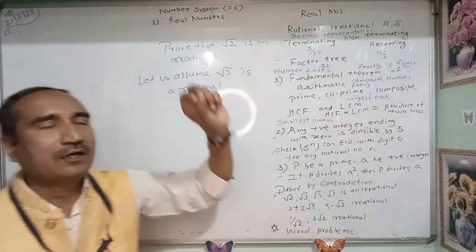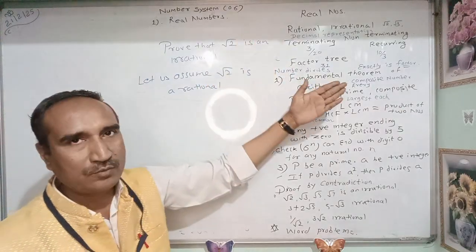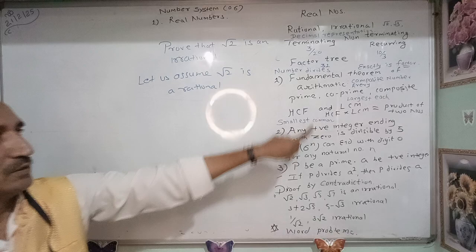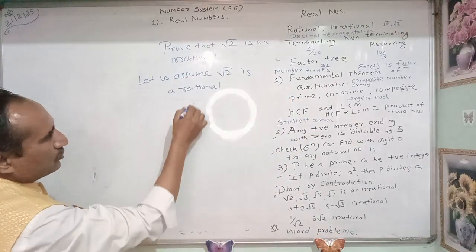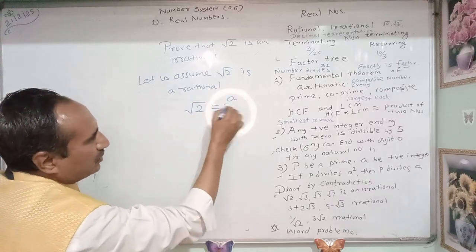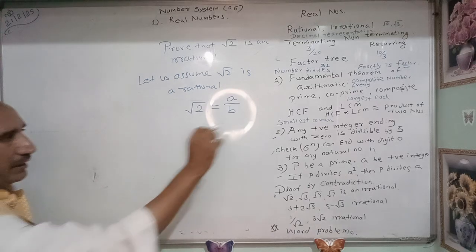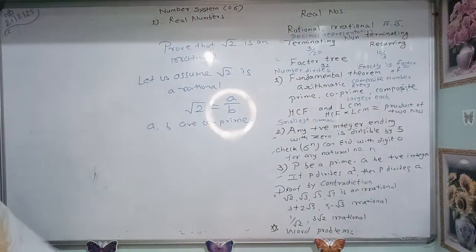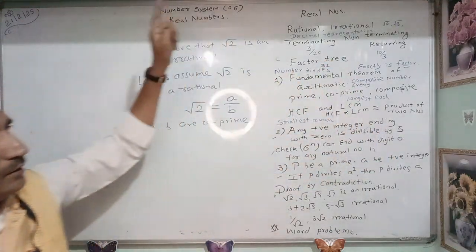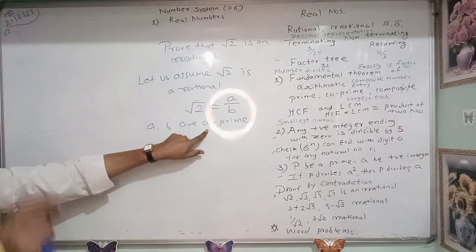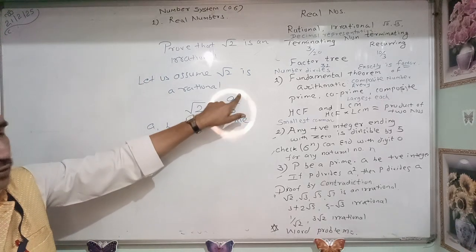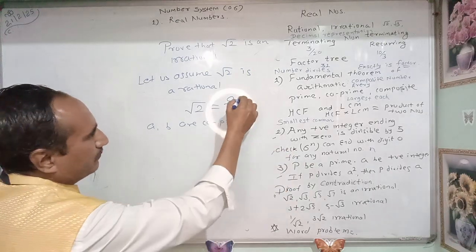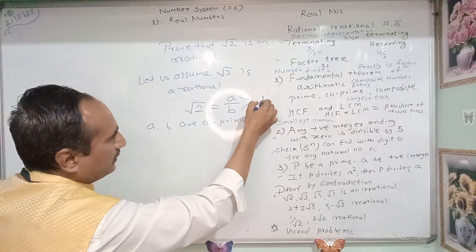What was a rational number? A rational number can be expressed in the form of P upon Q, where Q is not equal to 0, and in simplest form they are co-prime. So if it is a rational number, root 2 can be expressed in the form of A upon B, where A, B are co-prime. Now what is co-prime? Again come to the basic definition. Co-prime: numbers whose common factor is only 1. There is no other common factor than 1. These two have only one common factor, and that is 1.